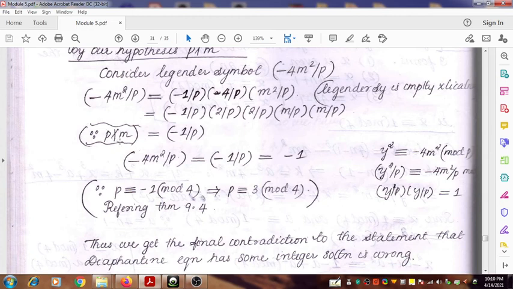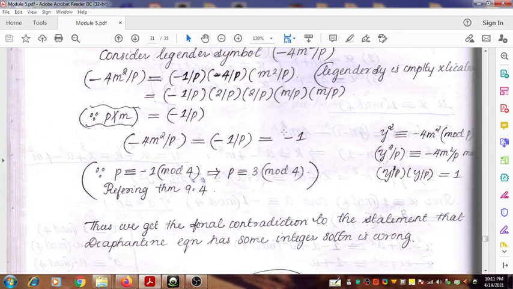Suppose p divides m, then the Legendre symbol value will be 0. You have to substitute 0 here, and as a result the entire value will become 0. So due to the important fact that p cannot divide m, the Legendre symbol reduces to (-1 | p), and (-1 | p) is equal to -1. That Legendre symbol value can be obtained.